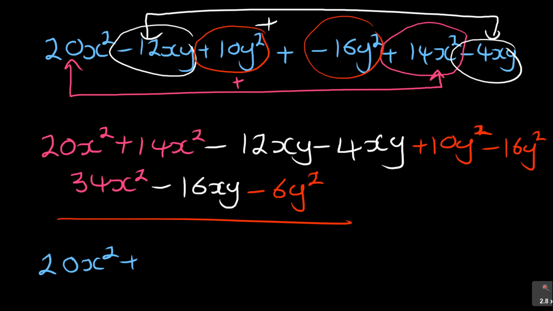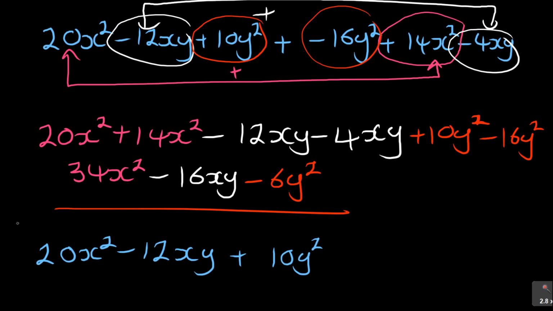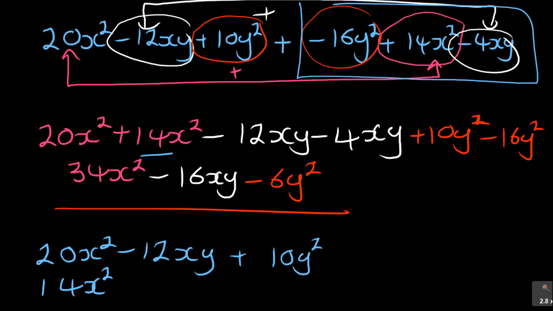From the original, it's minus 12xy plus 10y squared. When you're adding, remember you're collecting like terms. You put down 14x squared, and then the xy to be minus 4xy, and then it will be minus 16y squared.